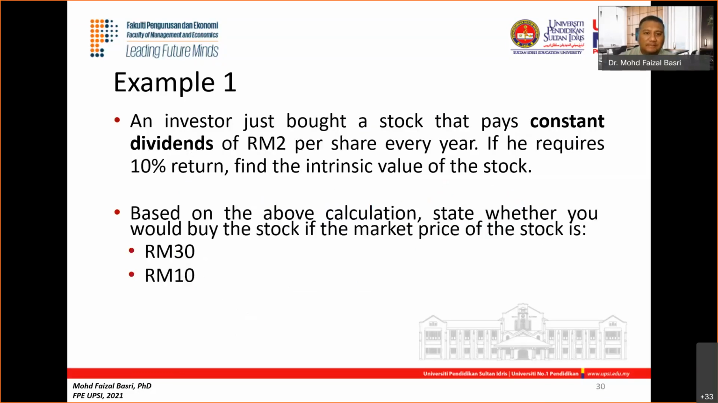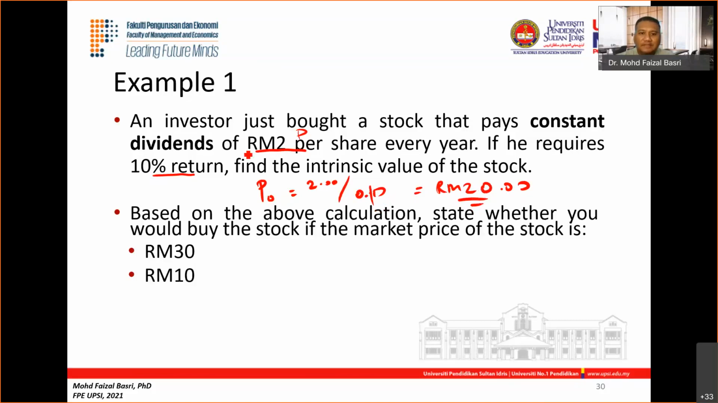Okay, so let's look. I skip this one first. We go to example number 1 here for common stocks. An investor just bought a stock that pays a constant dividend of 2 ringgit. So this is the dividend, the D, every year. And if he requires 10% return, find the intrinsic value of the stocks. So to find the intrinsic value, the P0, the dividend is 2 ringgit, and the K is 10%. So we have the intrinsic value of 20 ringgit. So this is the P0, or the intrinsic value, 20 ringgit.